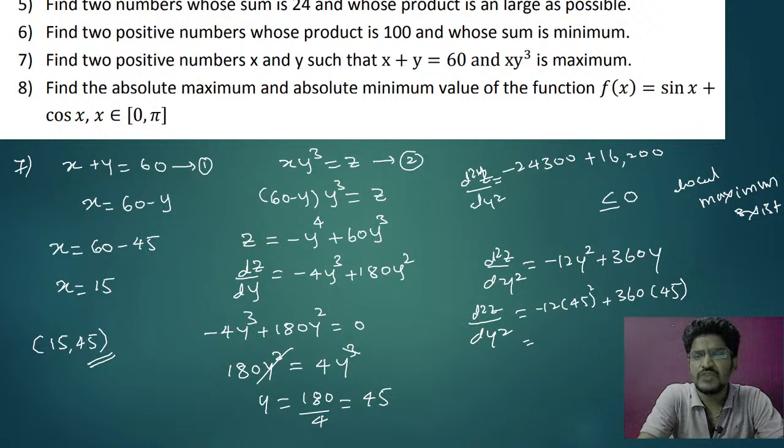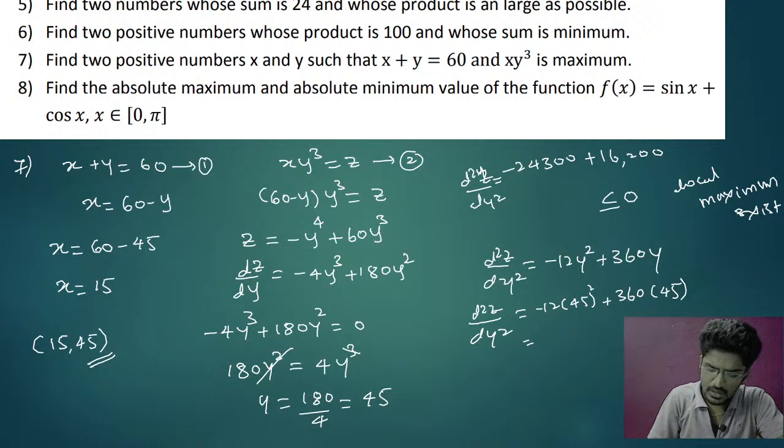so you just simplify 45 square minus 12. 45 into 45 will be 2,025, into 12, that is 24,300. Okay, minus 24,300 plus 16,200. You just simplify.